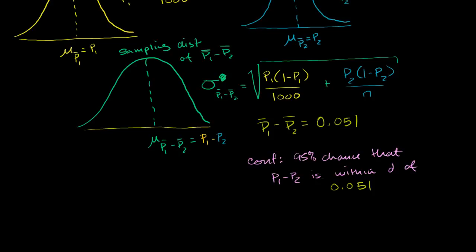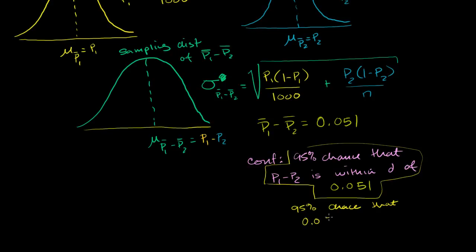If there's a 95% chance that p1 minus p2, the difference of the true proportions, is within d of the difference between our sample proportions, this statement right here is the same thing as saying there is a 95% chance that 0.051 is within d of this actual parameter, p1 minus p2, which is the same thing as the mean.